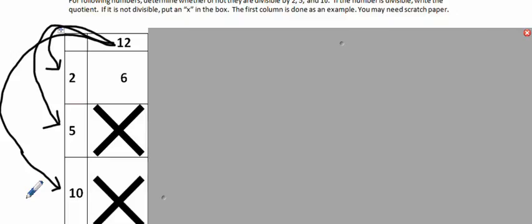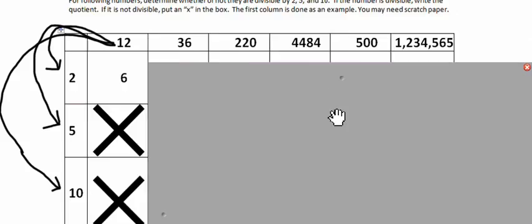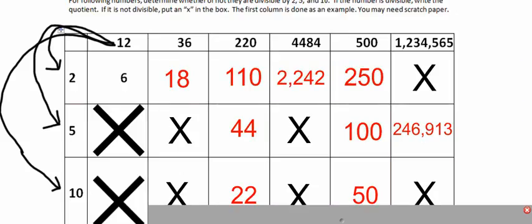Right now, substitute, please pause the video, and students, I want you to work independently and silently for the next 5 to 10 minutes, filling in the rest of the columns for 36, 220, 4,484, 500, and 1,234,565. Okay, now I would like for you to do the rest, check your work.